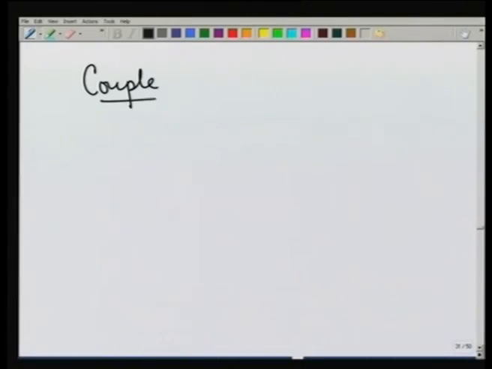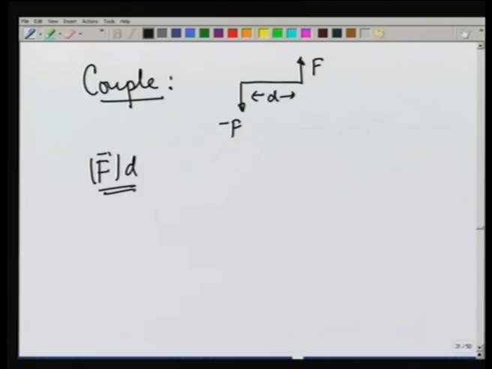Thus, a couple is two forces F and minus F displaced by a parallel distance d between them, and its moment is given by F d. Since the net force is 0, the same couple can be generated by different kinds of forces. For example, I could have a force F 1 going the other way, minus F 1 displaced by distance d 1 from each other.